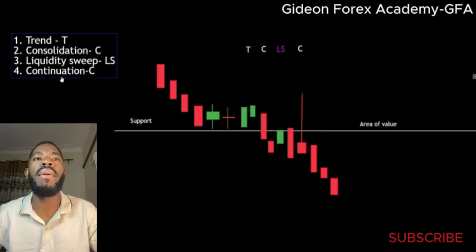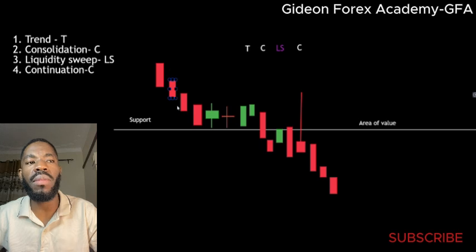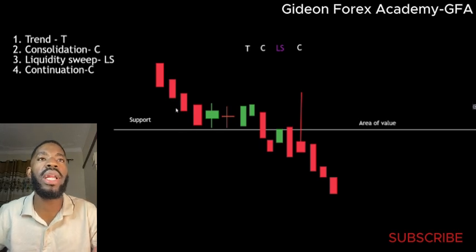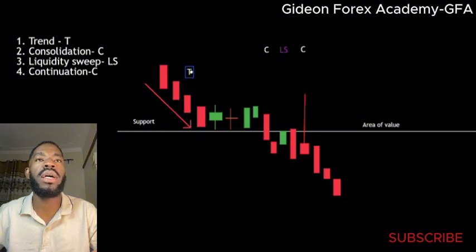I've already made some illustration here for you to understand better. So we are looking at a downtrend, as you can see here. This is a downtrending market. This T represents trend. In a downtrending market, let's say we get to support. Support is also called the area of value. This area is our area of value.